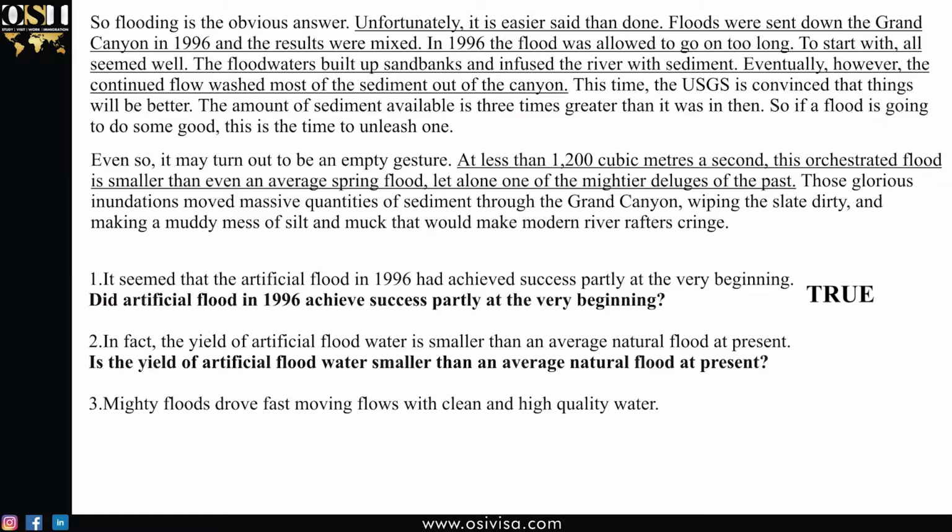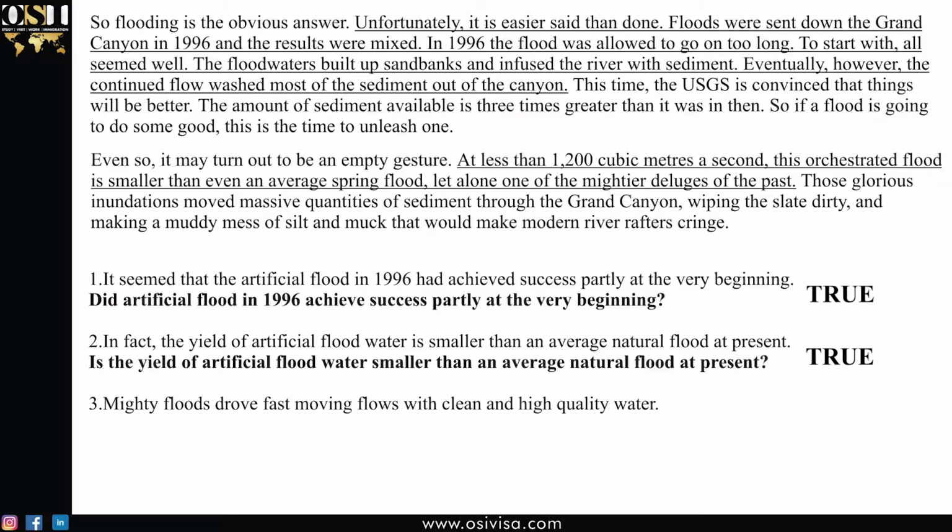So we have our statement over here. It says 1200 cubic meters a second. That is the yield value of a flood. The next part says this orchestrated flood. The word orchestrated means that something was arranged. That's why I'm going to assume that it is the synonym of artificial over here. So they are indeed talking about the yield of the artificial flood, which is smaller than even an average spring flood. So yes, is the yield of artificial flood water smaller? Yes, it is. Is it smaller than the average natural flood? Yes, again, your answer is true.